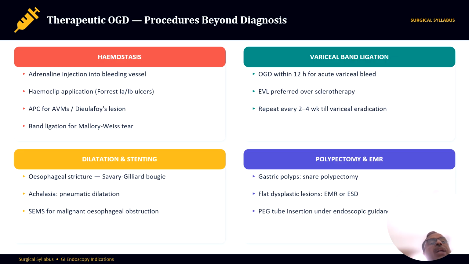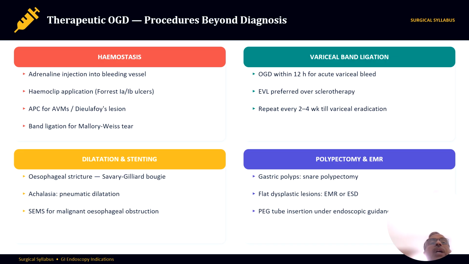You can also apply a hemoclip application, especially in Forrest grade 1A and 1B ulcers. You can also do a band ligation for Mallory-Weiss tear, and you can also use certain coagulating techniques for different types of lesions to control the hemorrhage.